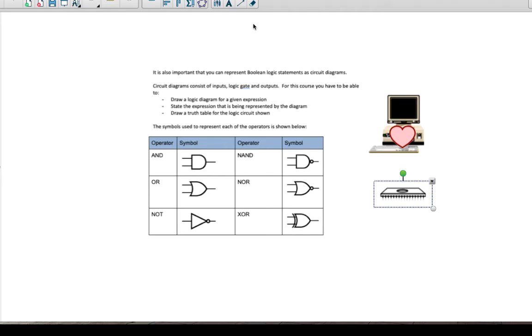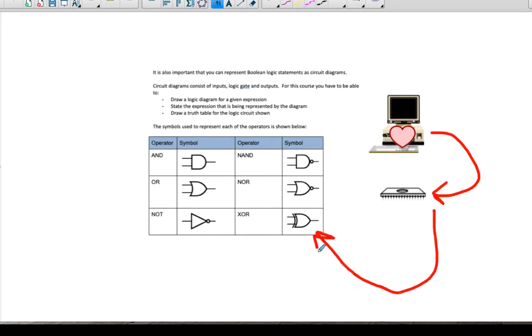So in the last lesson we looked at truth tables. This time we're going to have a look at circuit diagrams. Inside the heart of the computer live a lot of little circuits that allow you to evaluate Boolean expressions. You need to be able to draw the circuits and evaluate the circuits using the symbols shown.